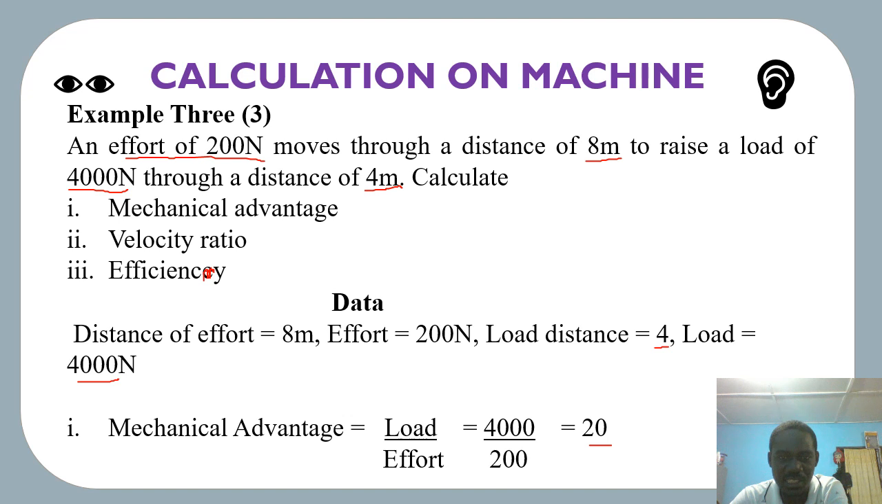Take note, they are all in Newton. Therefore, the N will cancel the N, so there is no unit. So we have gotten our mechanical advantage to be 20.